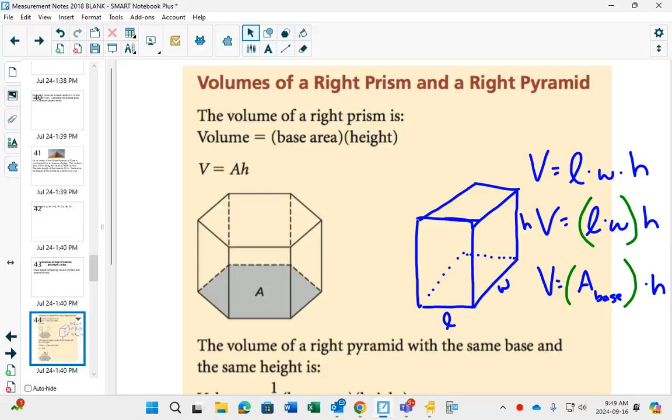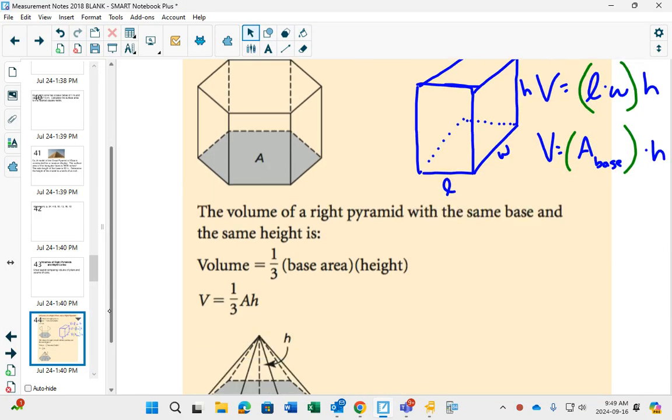And then when you go to a pyramid or to a cone, it always works out perfectly to be 1/3. I could take any shape, if I had a pyramid, and pour water from one into the other, and it would work out perfectly, always to be 1/3.